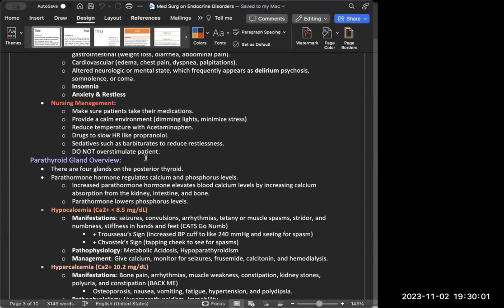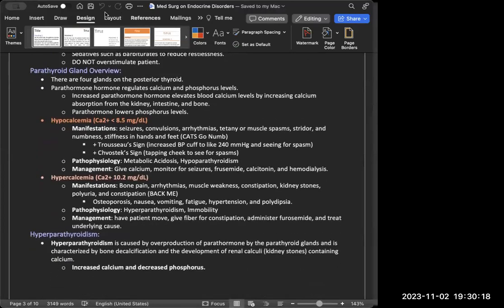So we also might want to give them sedatives like barbiturates to reduce that restlessness and calm them down. But remember, we aren't going to give a sedative to somebody in a myxedema coma because of those CNS depressive effects. And we don't want to overstimulate the patient. Are there any questions or anything anybody would like to add?